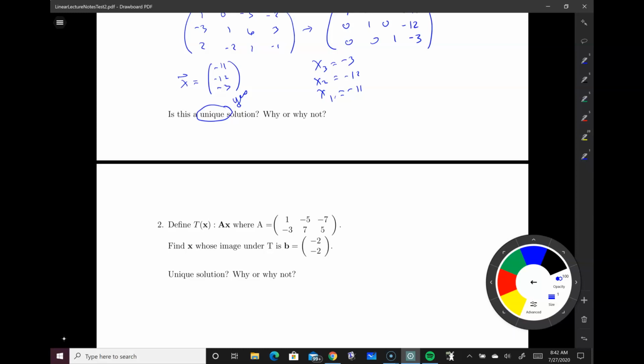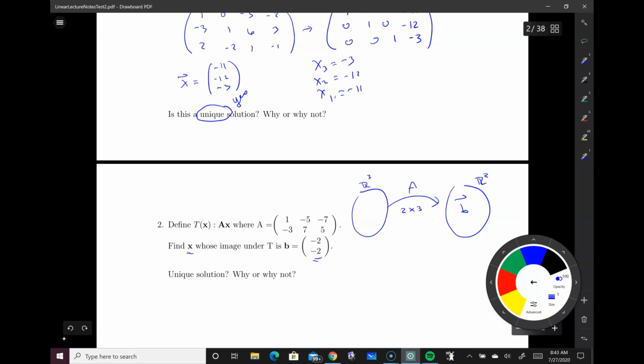All right, here we go. So here I have my transformation defined as multiplying by this matrix A. So now find the x that goes to this b. Okay, so here I have the domain, multiplying by matrix A, getting to this column vector b, which is in R2, and I can see that A is a 2 by 3 matrix, right? So this vector that's in the domain must be in R3. That's what I'm going to end up solving for.